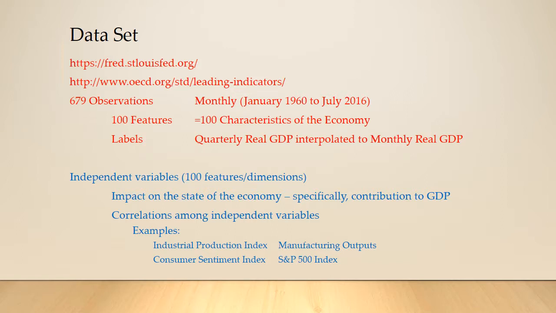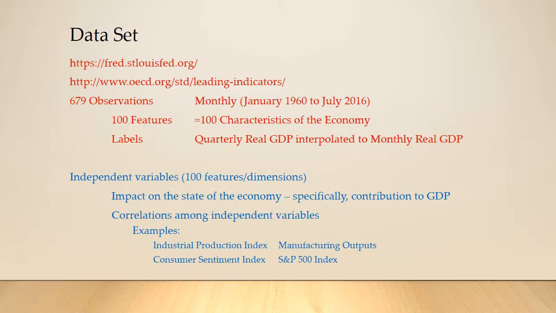The data set comes from the Federal Reserve St. Louis, and the guidance as to which indicators to pick comes from the Organization for Economic Cooperation and Development. In total, there are 679 monthly observations available from January 1960 to July 2016. Any months out of this interval do not have a complete data set for this project. Each monthly observation has 100 features, which are 100 dimensions, and the labels come from quarterly real GDP that has been cubic spline interpolated to monthly real GDP.